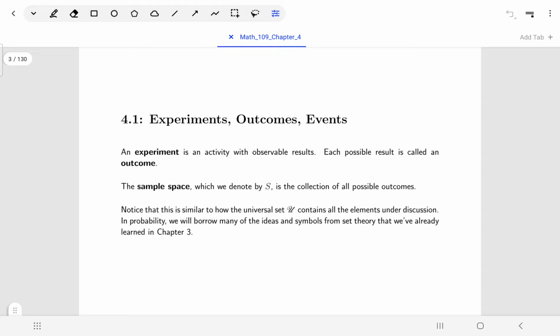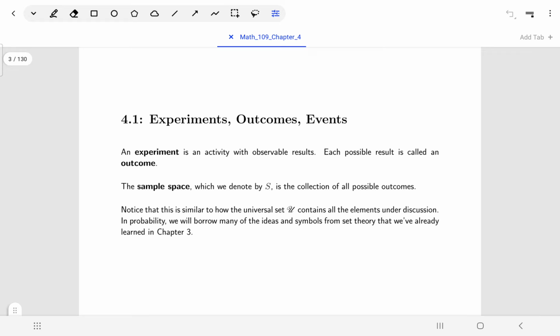So an example might be I'm going to select a card from a deck and observe what color it is. Or I might go to the mall and randomly select a person and ask them what they had for dinner last night. All of those things are experiments. And anytime I get an observation, that is an outcome for that experiment.